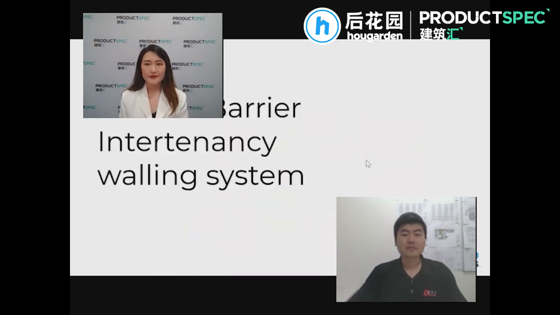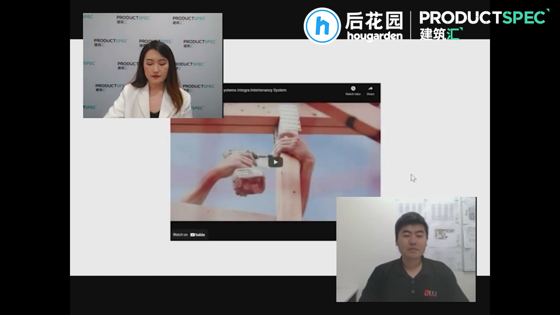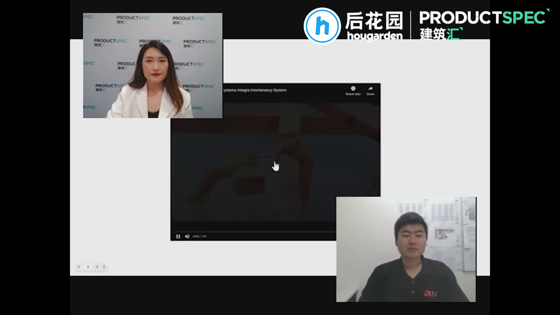This evening, we are going to be talking about a very important part of multi-unit residential development. It's a critical component for when you're building multiple unit developments, multiple units that are connected to one another. And it's a central barrier intertenancy walling system. I want to show you a quick video to give you a quick snapshot of what we'll be discussing this evening.